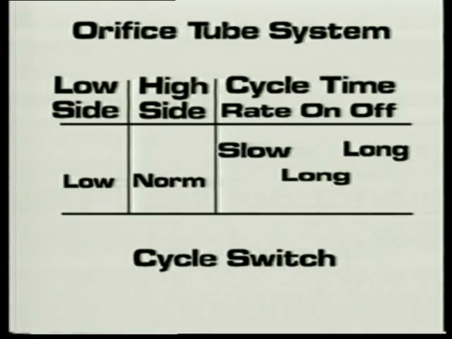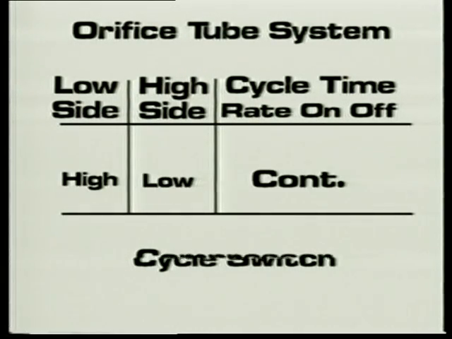If the low side is low with a slow cycle rate and long on-off times, check the cycle switch powering the compressor. If the low side is high and the high side is low with the compressor running continuously, you may have a bad compressor.